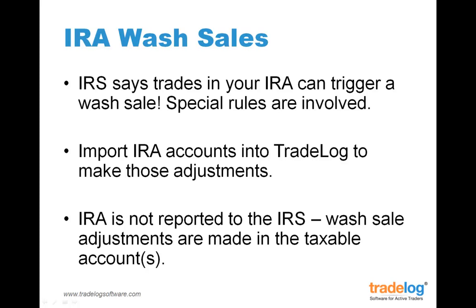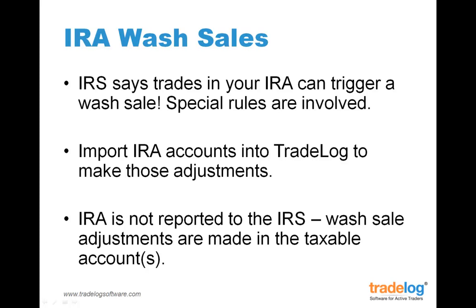Now, there are special rules that are involved with IRA wash sales. They're not handled like typical wash sales. What actually happens is the loss is permanently disallowed, so there's no adjustment in the IRA. For that reason, we give some tips on our website and on our blog about how to be very careful when it comes to what you trade in your IRA.